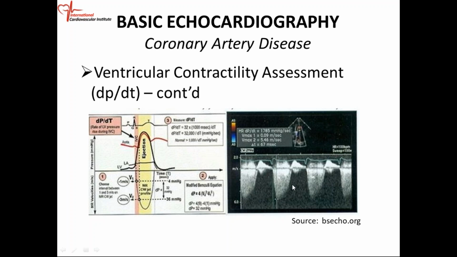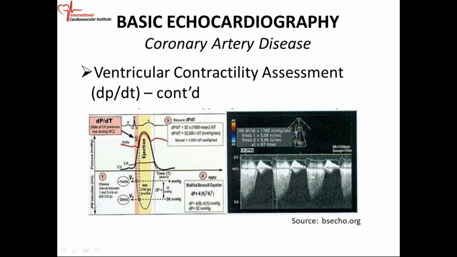So you can do it manually. You know the change in pressure is 32, and the change in time you can measure, or the computer gives it to you. So you divide 32 by the time, but you have to change the unit, you have to change this to seconds. The cartoon shows it over here. This is your mitral regurgitation envelope.